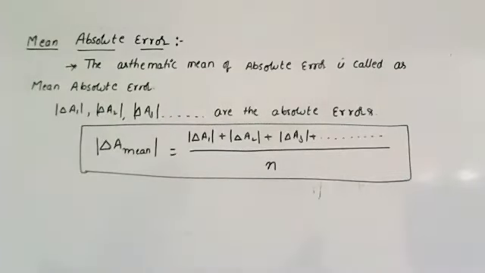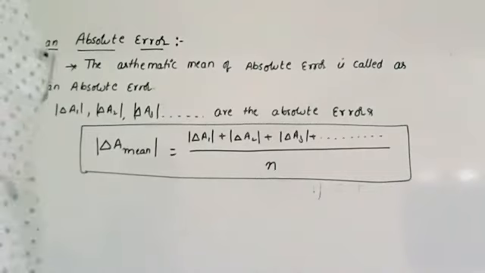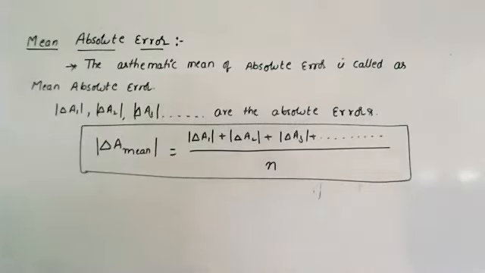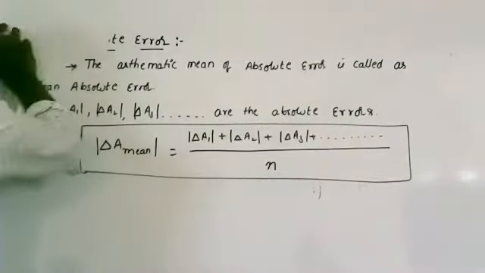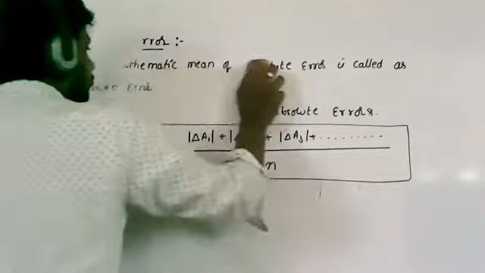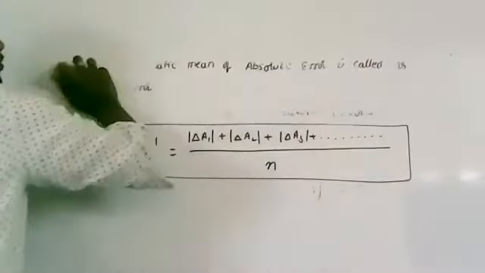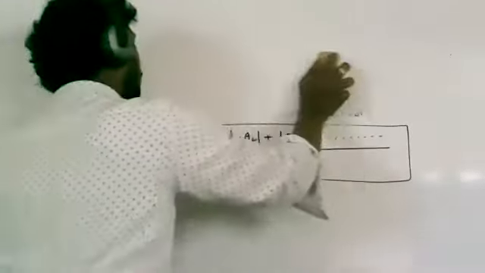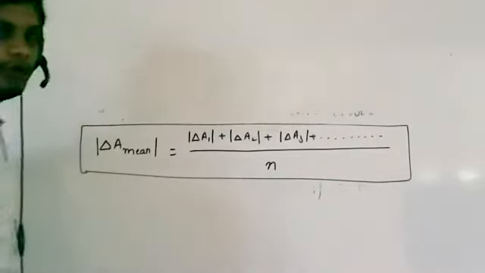So nothing is there. If you take the mean of all the absolute errors, that will give the mean absolute error. If it is done, then I will go for the next one. Yeah, fine. The next one is, I'll tell you. Now listen.